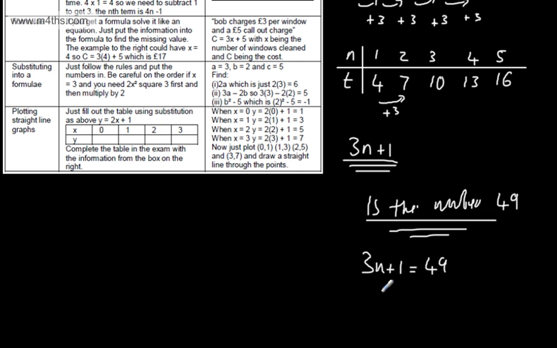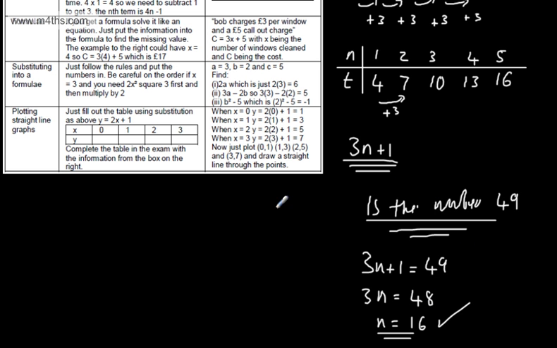So I've got an equation to solve. I could say now that 3n, subtracting 1 from both sides, is 48. Dividing both sides by 3, that would give us 16. 16 is a whole number, so yes, 49 is in the sequence as it's the 16th term. So that's your typical extension question.